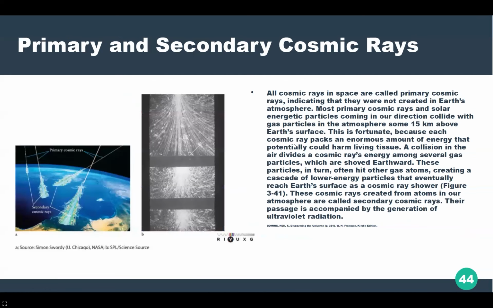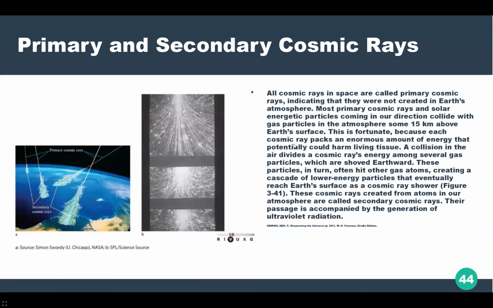All cosmic rays in space are called primary cosmic rays, indicating that they were not created in Earth's atmosphere. Most primary cosmic rays and solar energetic particles coming in our direction collide with gas particles in the atmosphere some 15 kilometers above Earth's surface. This is fortunate because each cosmic ray packs an enormous amount of energy that potentially could harm living tissue. A collision in the air divides the cosmic ray's energy among several gas particles, which are shoved earthwards. These particles, in turn, often hit other gas atoms, creating a cascade of lower energy particles that eventually reach Earth's surface as a cosmic ray shower.